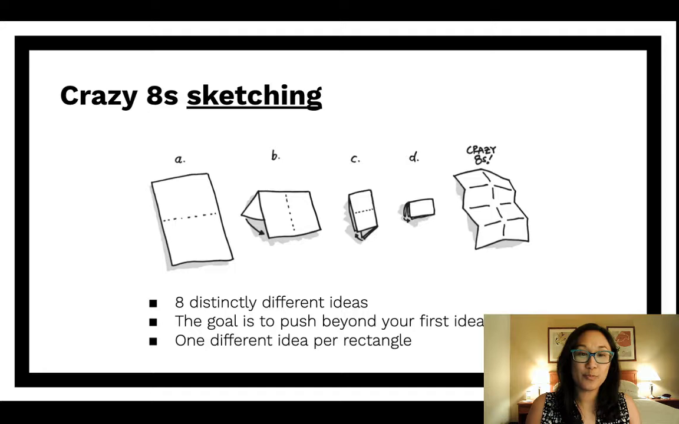The first thing you do is fold your paper, and then fold it again, and then fold it again, and then you end up with 8 rectangles on a sheet of paper. From there, you will unfold it, and then we'll set a timer, or you'll set a timer if you're doing this at home, to draw one idea out every minute for 8 different minutes. Again, let's push beyond that initial idea and contain your idea to that one rectangle. We want to focus on drawing the idea, not writing it out.